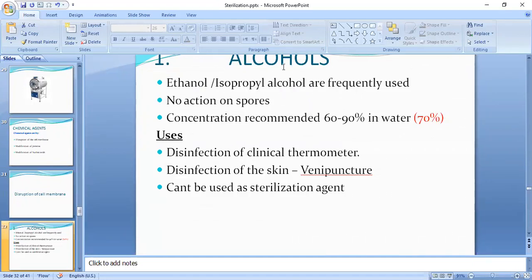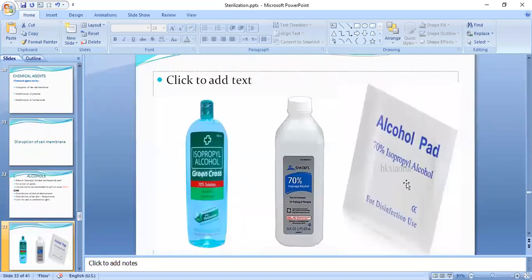These are the alcohols. Alcohol is not used as an antiseptic in the pure form. It is given in the 70% form, and water is also admixed. So alcohol is used in the mixed form. It is more effective, and alcohols are used for clinical thermometers and in the procedure of venipuncture. This is the alcohol pad which is used prior to injection as an antiseptic.